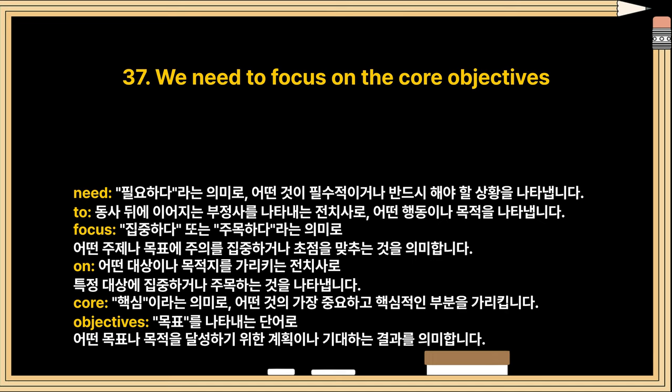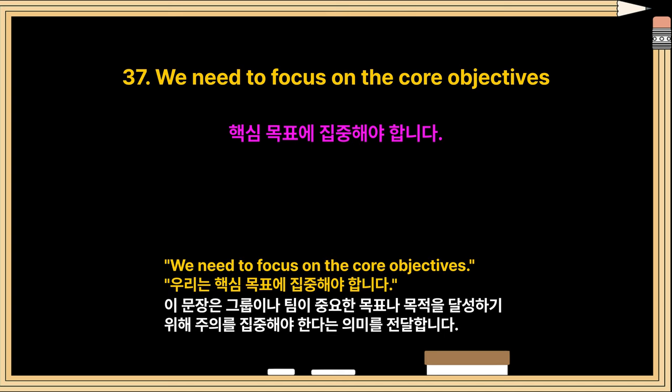We need to focus on the core objectives. We need to focus on the core objectives.